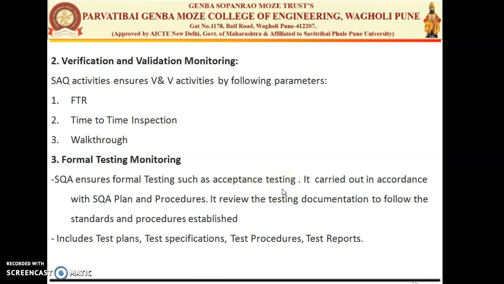It will be carried out in accordance with your SQA plan. So whatever SQA plan we have written, it will be carried out in accordance with the SQA plans and procedures. It has certain documentation and also certain standards and procedures which are previously established and which need to be followed by your software development cycle. So these are three different activities which have a relationship with your SQA. These are the other assurance activities related to software quality assurance.